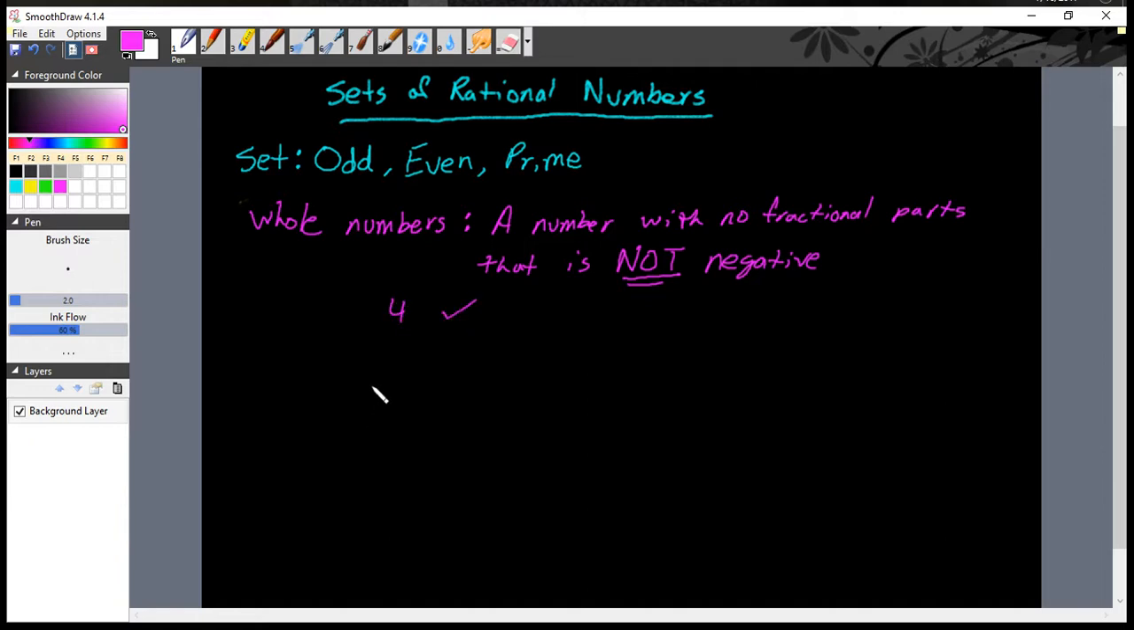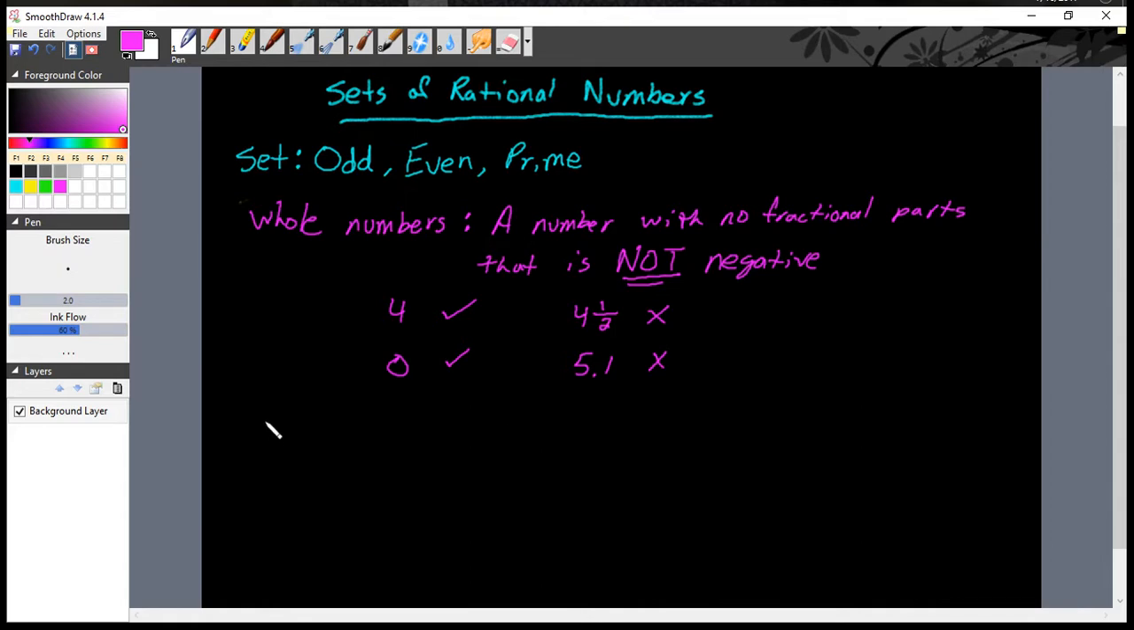The number 0. 0 doesn't have any fractional parts, and it's not negative. It's not positive either. 0 is neither negative nor positive. But since it's not negative, it's a whole number. The number 4 and 1/2 has a fractional part, so it's not a whole number. 5.1, not a whole number because it has that fractional part.